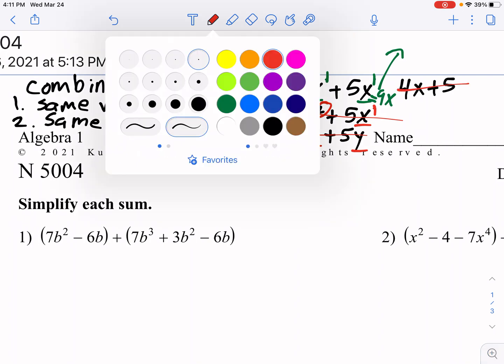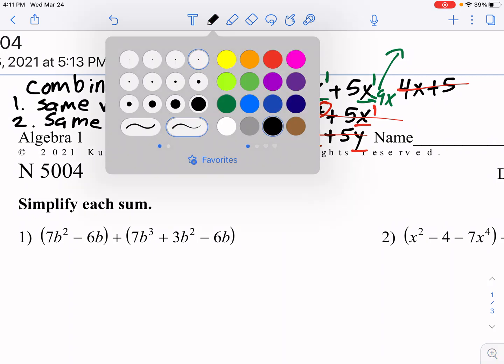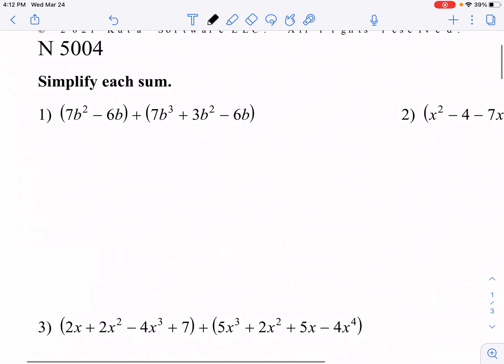On this top example, that's a good example of what works. 4x plus 5x, they both have a variable of x, and both x's have an exponent of 1. Okay, so they have to be like terms. So with that in mind, let's look at a couple of examples here with adding and subtracting, okay?